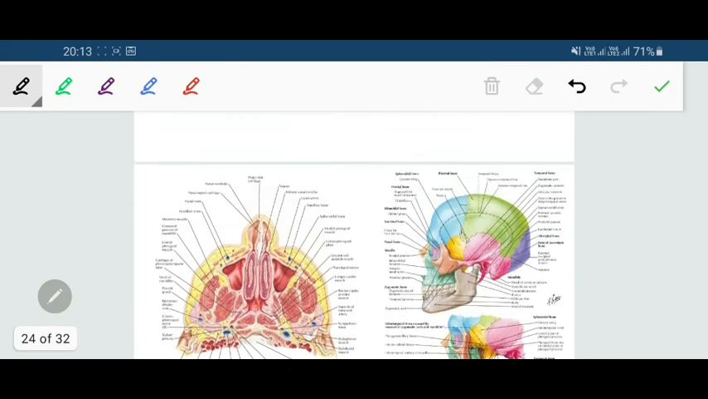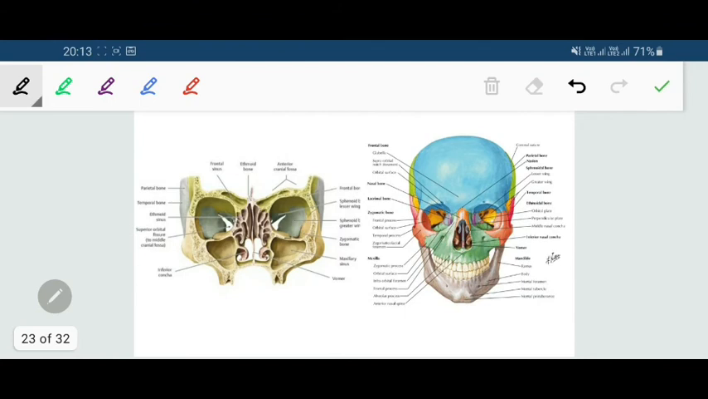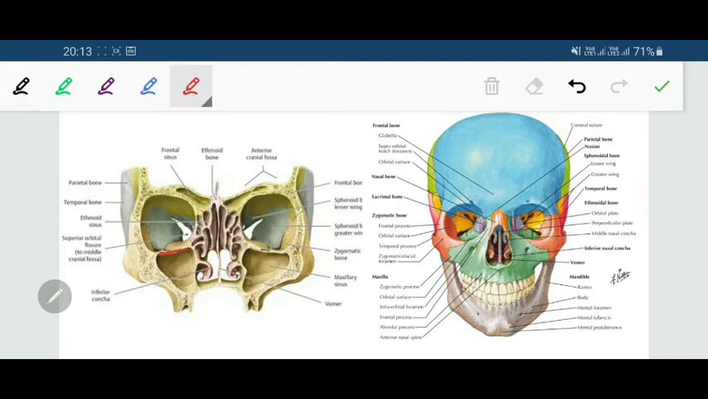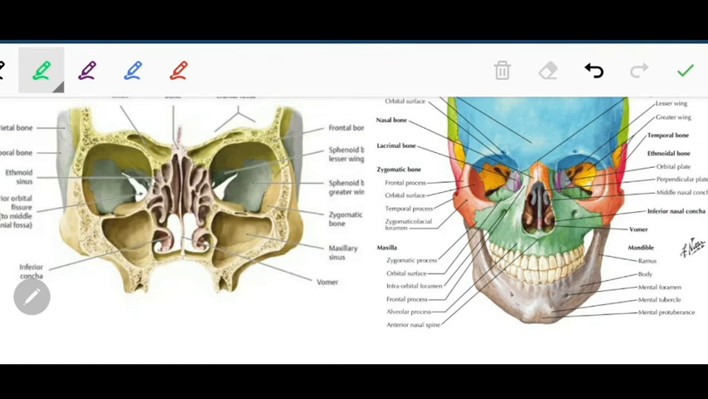Now coming to the specific relations of the maxillary sinus. First of all, as regards the roof, we will mark the roof. The roof of the maxillary sinus is formed by the floor of the orbital cavity. Roof is formed by the orbital floor.